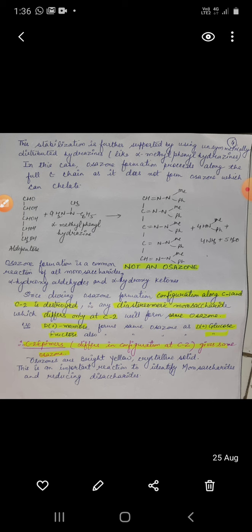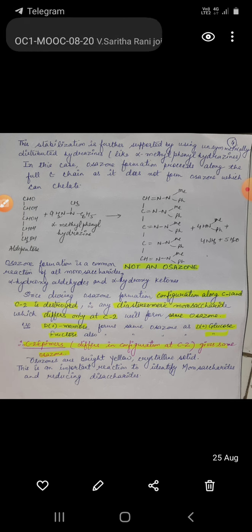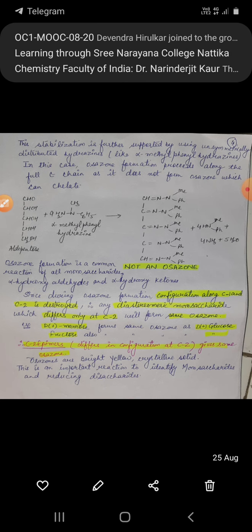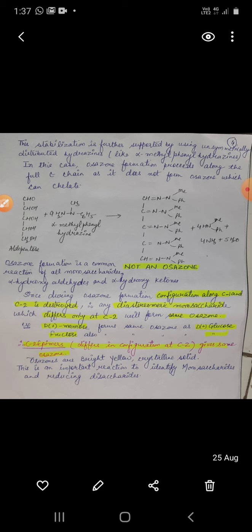फॉर एग्जांपल D+ मैनोज या फ्रक्टोज का जो स्ट्रक्चर होता है वो ग्लूकोज से सिर्फ कार्बन नंबर 2 पे डिफ़र करता है. तो ये दोनों ही मॉलिक्यूल जो ओसाजोन फॉर्म करते हैं वो वही ओसाजोन होता है जो कि ग्लूकोज भी फॉर्म कर रहा है. सो द ओसाजोन्स आर सेम, द मेल्टिंग पॉइंट, द बॉइलिंग पॉइंट, वट एवर द फिजिकल प्रॉपर्टीज आर देयर, it will be same for the osazone of glucose, mannose and fructose. Okay, so we can say that C2 epimers, they differ only in configuration at C2, they give same osazone. Alright, so this is all about the osazone formation.